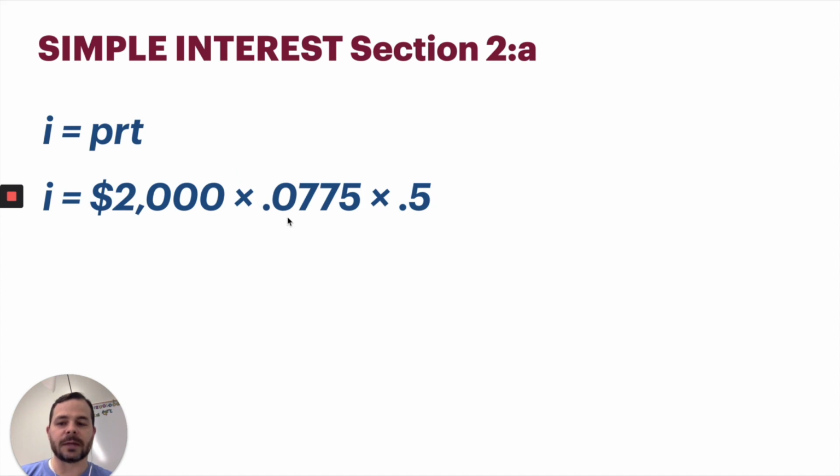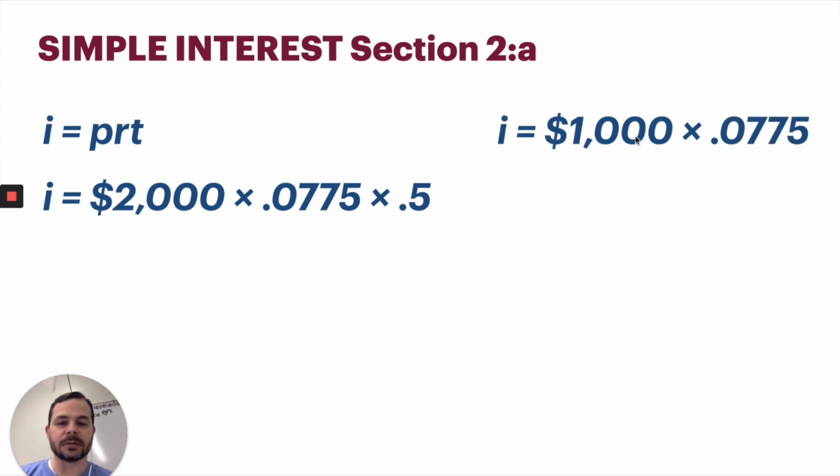So I have my 2,000 times, and I change my fraction into a decimal. So I'm going to have 0.0775 times 0.5. Okay? So 0.5 times a number is really easy to find because it's half, right? So what number can we take half of that's really easy? Well, I can take half of 2,000, which is 1,000. So that's what I did. I took half of my 2,000 to get 1,000.